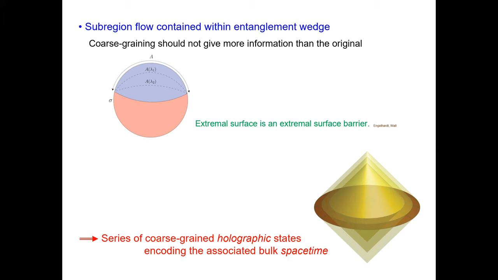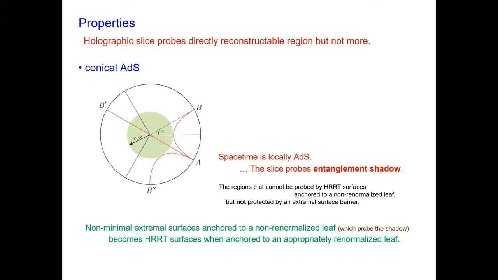So these have very good properties. One confusion we had in this bulk reconstruction program, at least in our early days, is the existence of something called the entanglement shadow. Entanglement shadow is not a region inside a black hole. Suppose you have a conical AdS, where you identify AdS by a discrete symmetry; then this region you can never reach by an HRT surface.